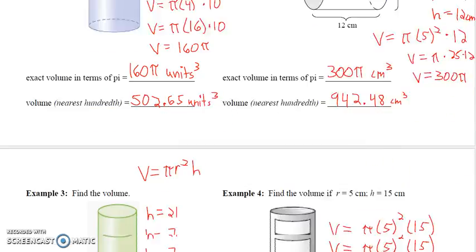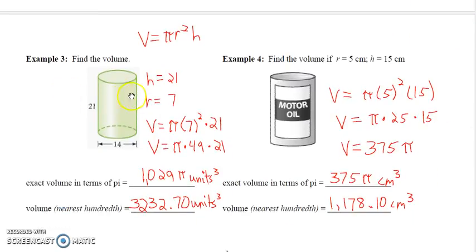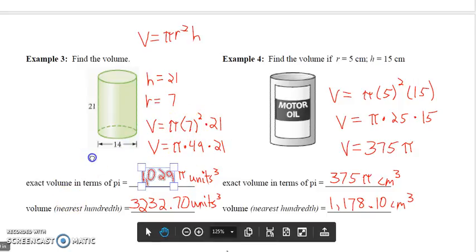Okay, did you get some answers? Here's what I got. Again, for 3, height is 21, radius is 7, not 14. You gotta cut this in half and divide by 2. The exact answer, we just leave the pi and multiply the numbers. If I want the rounded answer, I do this times pi. Here we are, units cubed.